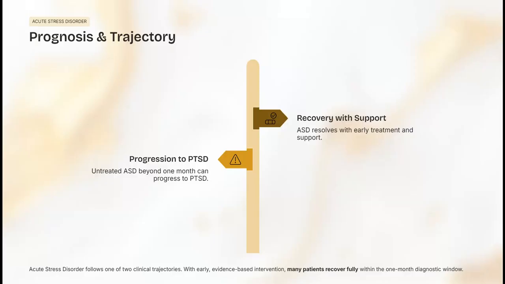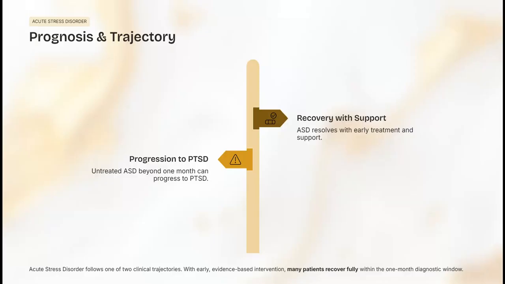Acute stress disorder has 2 possible trajectories. Either they're going to recover or they're going to progress to PTSD. With early evidence-based treatment and support, many patients recover fully within that critical first month. If it's untreated, then acute stress disorder can develop into post-traumatic stress disorder.